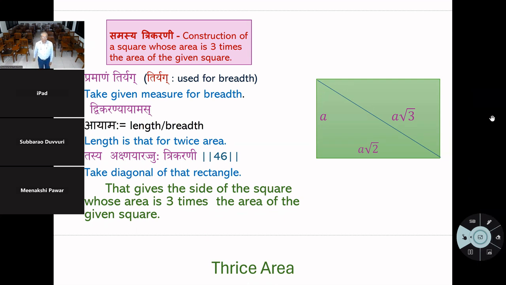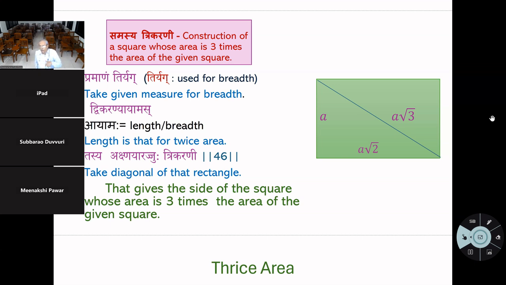Take the measure for breadth, and length is that for twice area. You see, for twice area, you have solved the previous problem, right? The previous problem was doubling, duplication of the square. So for that, how did you get that side? That was the diagonal, the hypotenuse of the right angle triangle. So it is the diagonal of the rectangle.